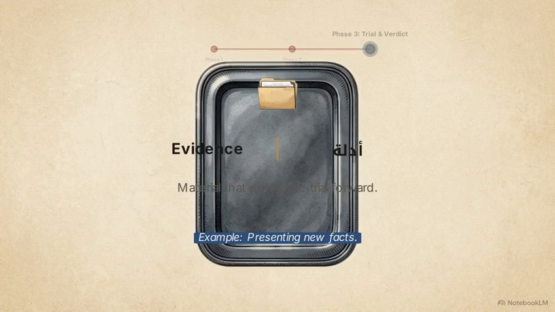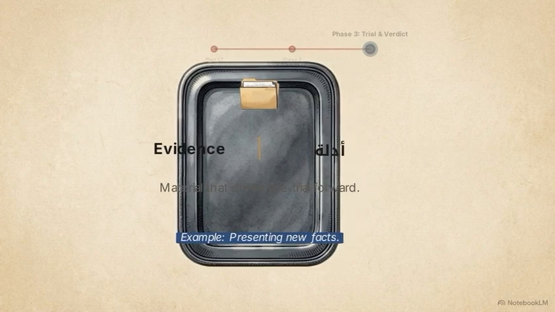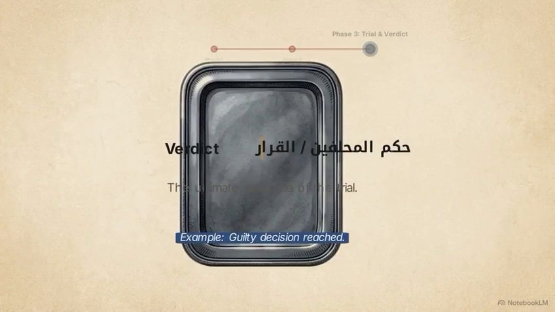Once all evidence is weighed, the trial reaches its ultimate outcome, the verdict. A verdict is a formal decision on a disputed issue in a civil or criminal case. Depending on the exact context, this translates to hukm or al-qarar. For example, the jury reached a guilty verdict after 2 hours of deliberation.